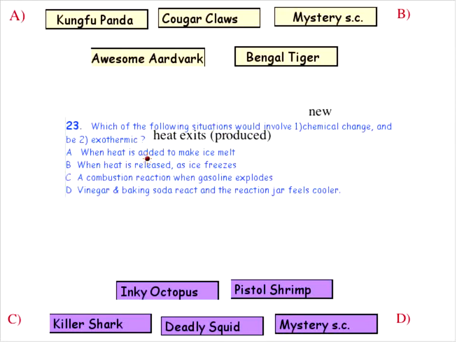Well, heat exits. Which one of these produce heat? This one says heat is added, so it's not produced. This says heat is released as ice freezes. But ice freezing is not a chemical change. That's a change of state. It's a physical change. Combustion reaction, well, we know that is exothermic. Heat exits. It's produced. Gasoline explodes. Yes, that's a chemical change, isn't it? So C is the right answer. And this one is not the right answer because the jar is getting colder. Heat is not being produced. It's being used up. So this is endothermic. Okay. So the answer again for this one is going to be C.